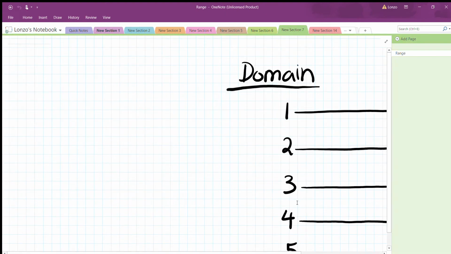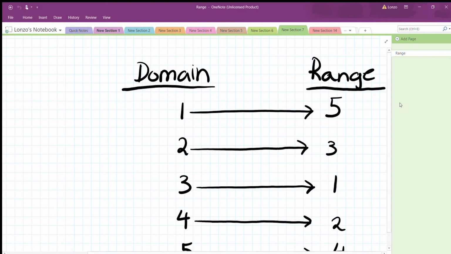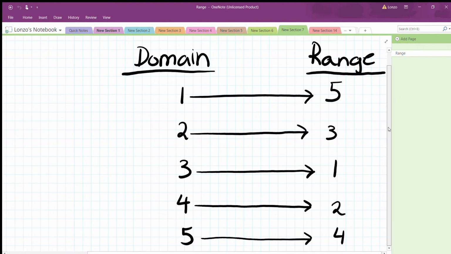What about this one? Same rule. Is this a one-to-one function? Let's look at the y values. We only care about the y values for a one-to-one function. We have a 5, 3, 1, 2, 4. Does any of these y values repeat? No. So yes, it's a one-to-one function.